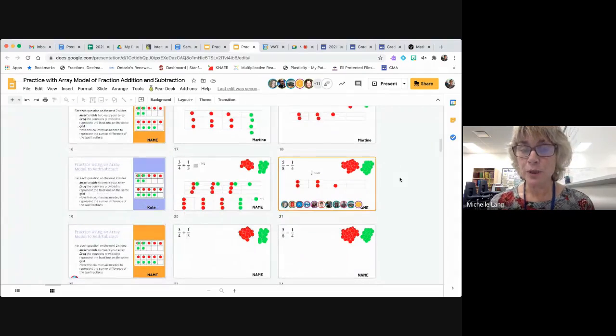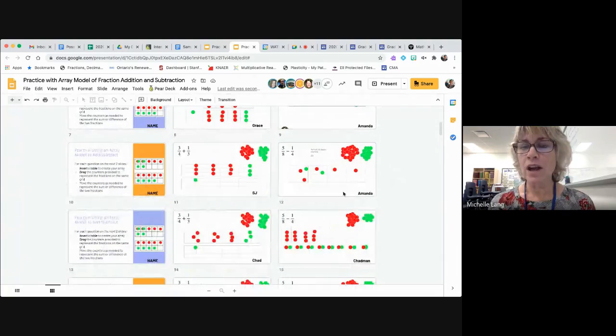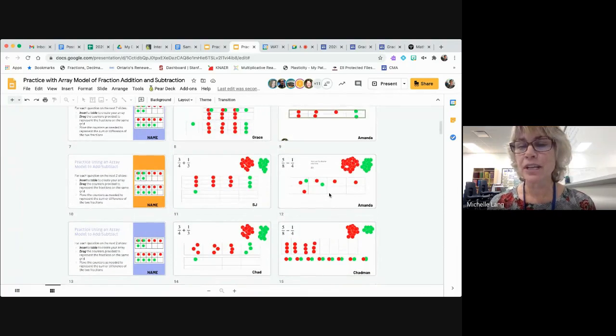Oh, she didn't do slide 21? Okay. Well, I'm going to have you jump to slide 12 then. So I'll have everybody jump to slide 12 instead.